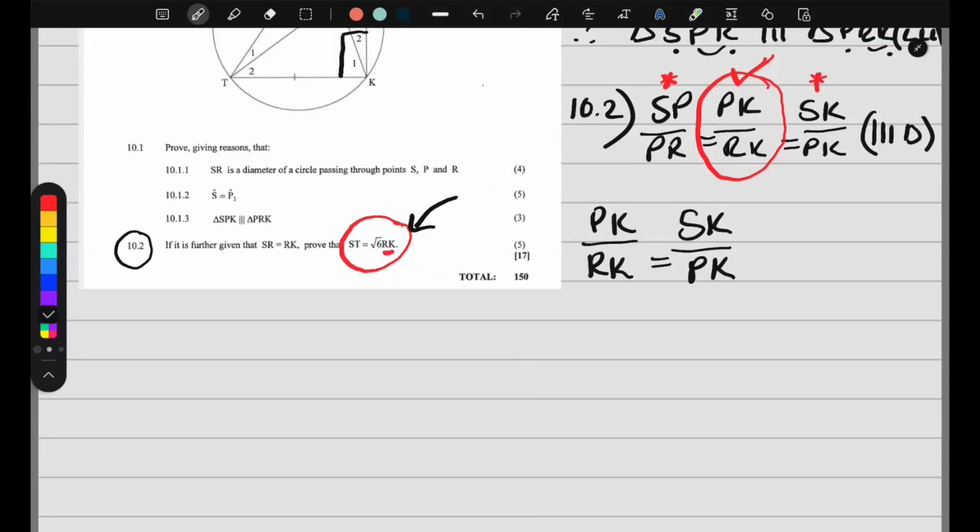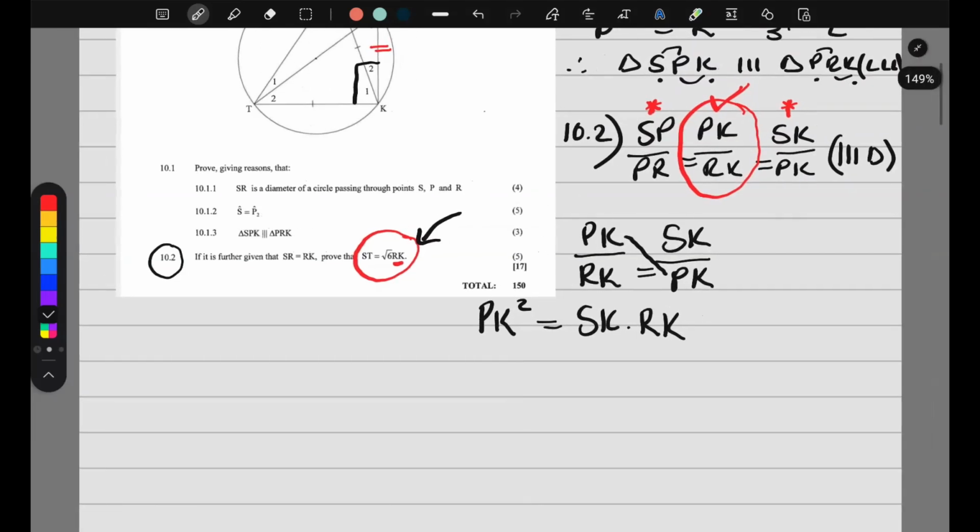I'm going to use these two because when I cross multiply, I have something squared. So I'm going to go, this times this is then PK squared. And this times this is SK times RK. And then I'm stuck. There's nothing I can do with that.